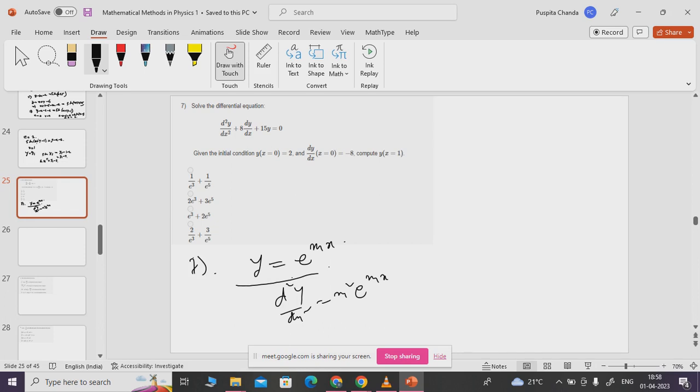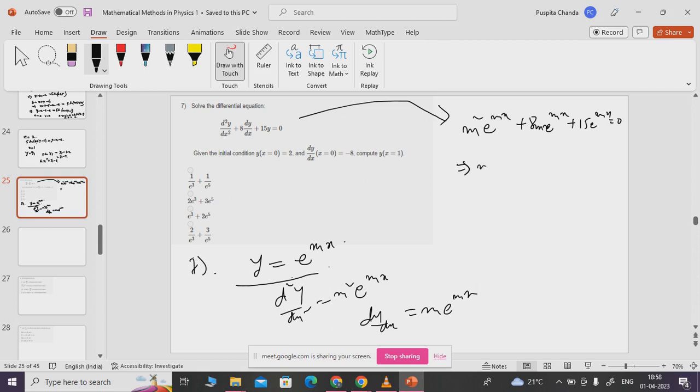Also, sin x and cos x can be written as functions of e to the power mx and e to the power imx, like this. So that's why we take this kind of approach. dy by dx is equal to m e to the power mx. So this equation will become m square e to the power mx plus 8m e to the power mx plus 15 e to the power mx is equal to 0.